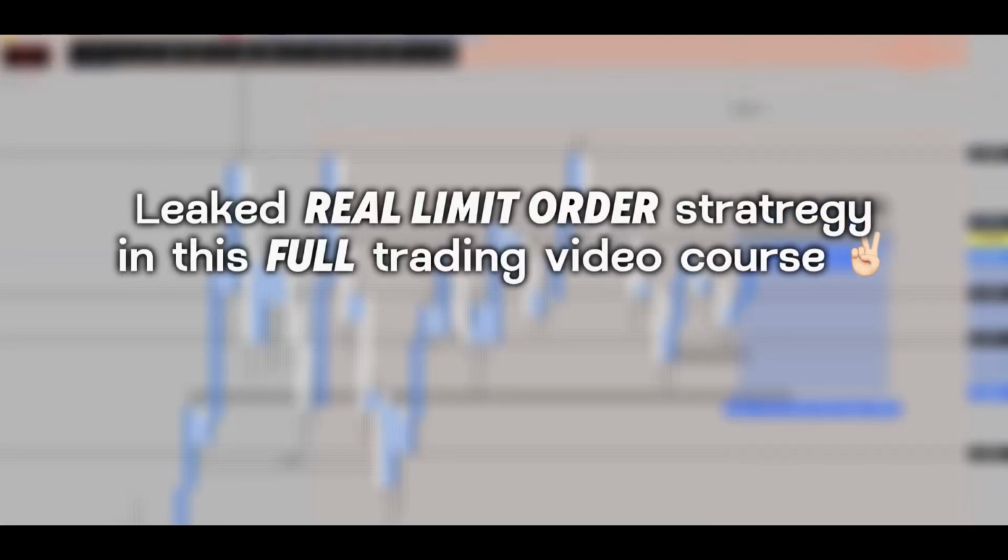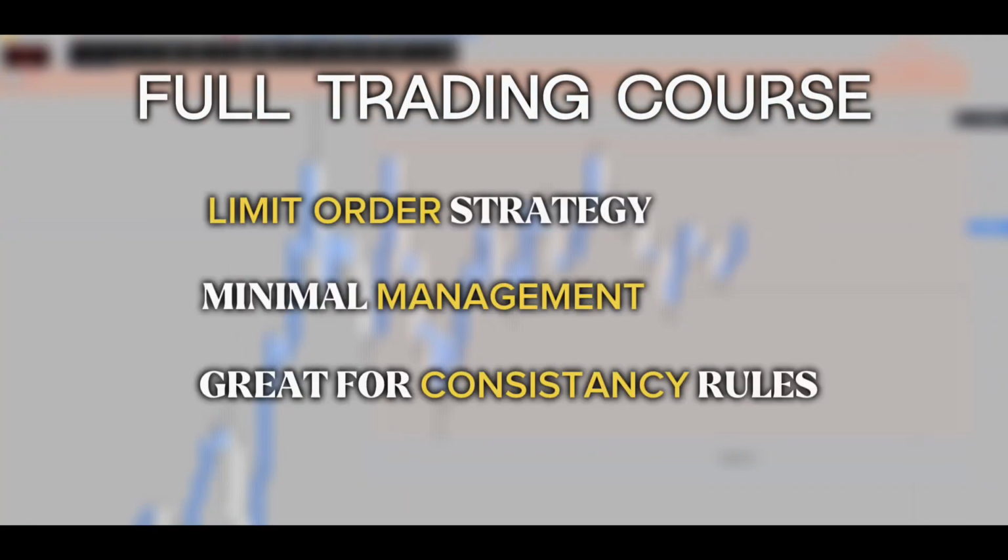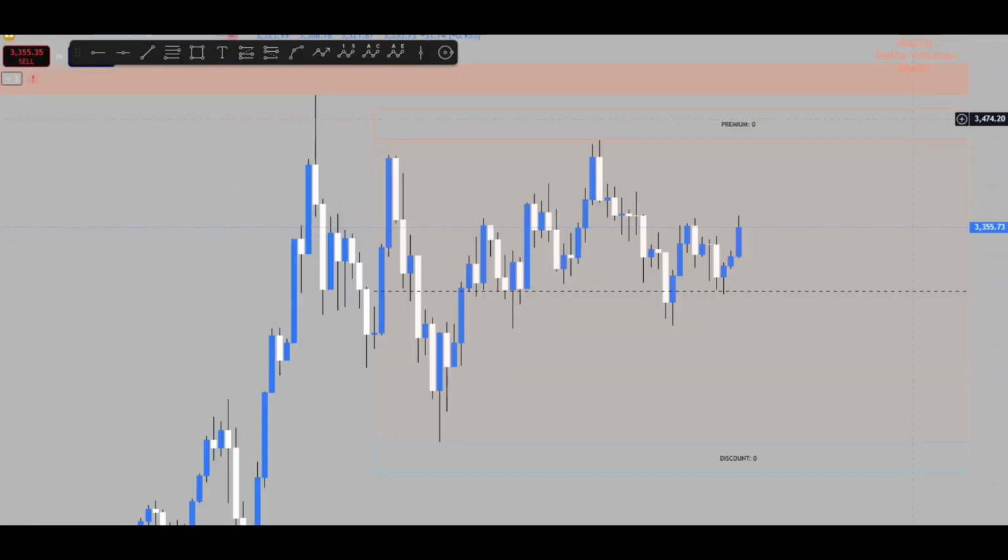You are not here for moves like this. This is ridiculous, and it's not gonna work. Here is a step-by-step guide for a limit order strategy, with step-by-step analysis.